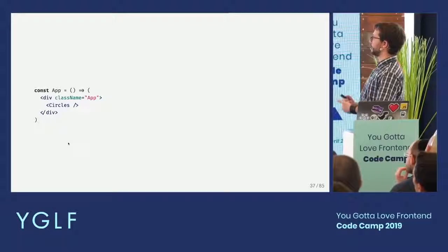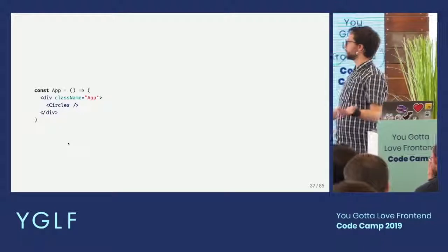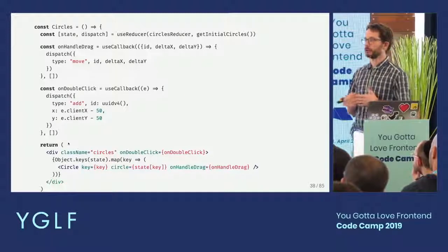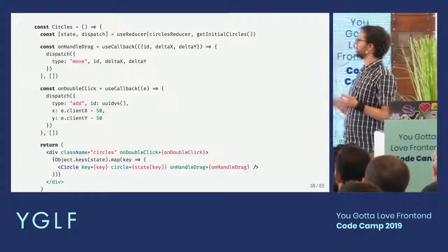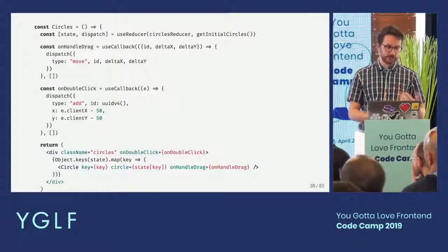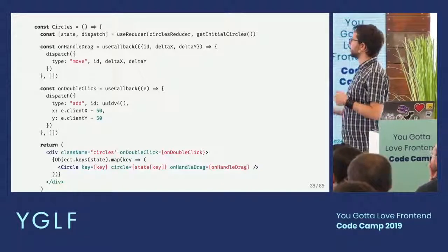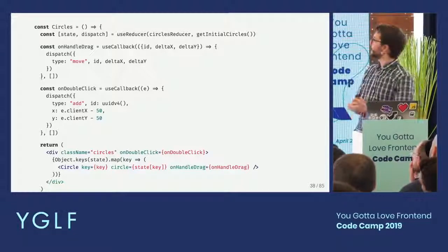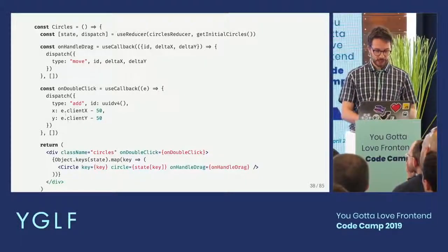Anyway, so you can imagine that our app component at the root now is going to create a circles component. And the circles component is now the one which is going to own the state. So it uses the reducer I just defined and the initial state. And then I get back the current state and dispatch function so that I can execute the actions. At that point, I can create basically the event handlers that dispatch the relevant actions and pass them down to circle components.